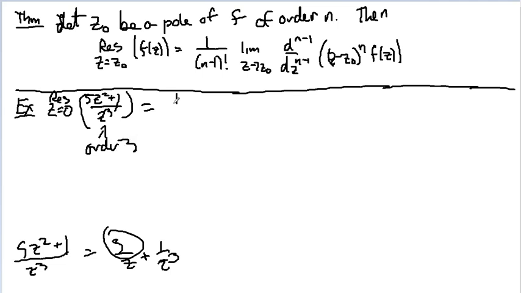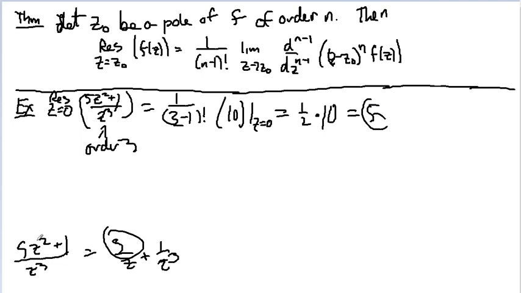So I just do 1 over (3 minus 1) factorial times, and I'm going to even tell you that you can basically ignore this limit thing. This limit thing is a technicality here. I'll discuss that when we get to the proof. And then I'm going to take the second derivative of 5z squared plus 1. The first derivative is going to be 10z, and the second derivative is going to be 10. Then I plug in z equals 0 into 10, which gives us 10. So that gives us 1/2 times 10, which equals 5, which is what we thought it was going to be.